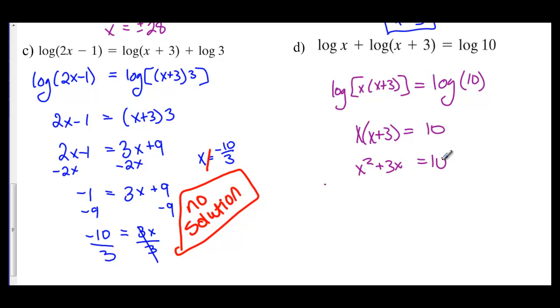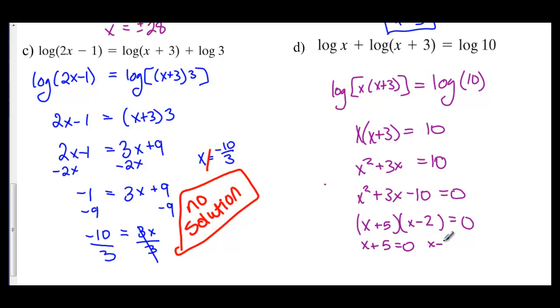We're going to move that 10 over. So subtract 10 from both sides. You're going to get x squared plus 3x minus 10 equals 0. And now we factor. We're going to factor so that we have x plus 5, x minus 2. And now we set each of these factors equal to 0. We're going to get that x is a negative 5 and x is a positive 2.